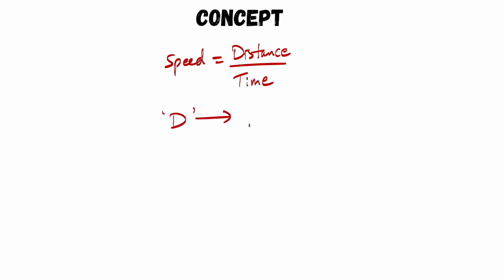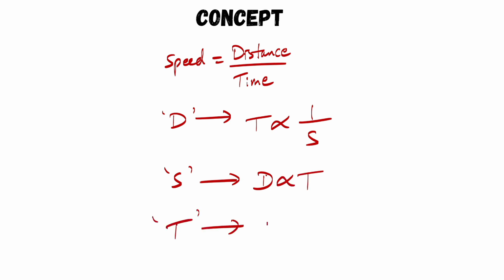Whenever we hear about time, speed and distance, the first relation that comes to our mind is speed is equal to distance by time. When distance is constant, time is inversely proportional to speed. When speed is constant, distance is directly proportional to time. When time is constant, then distance is directly proportional to speed.